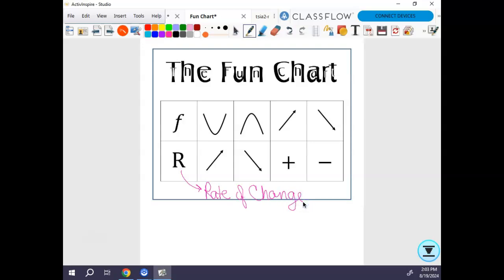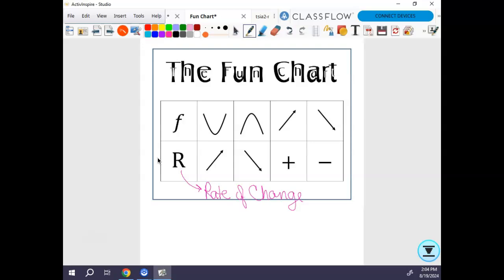I chose not to actually put the words rate of change in there because when you write the fun chart, I don't want it to feel cumbersome. I want you to be able to slap it down real quick. So we're just going to use a capital R for rate of change. And then some of the things that we want to know about rate of change, is it increasing, decreasing, positive, or negative? Analyzing the rate of change is what was kind of confusing for some people, but if you can tie it to the function, we can use our fun chart.